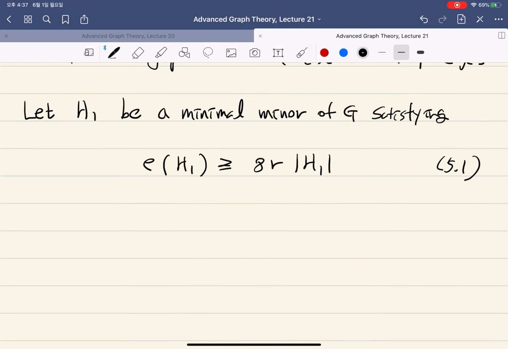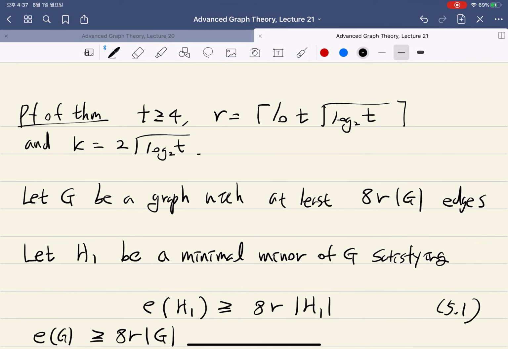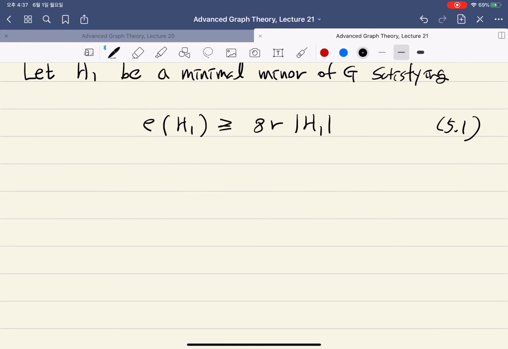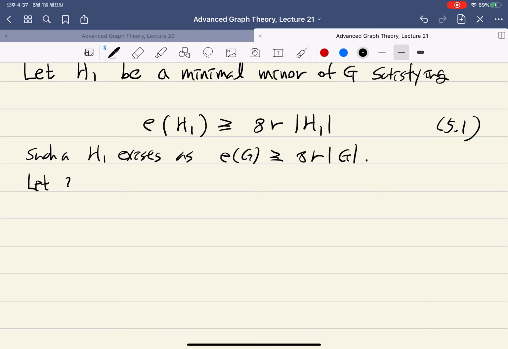Such a choice exists because G itself satisfies this, right? That was our assumption. So G satisfies this, so there must be one that's satisfying this. Minimal one, minimal H1 which satisfies this. So such an H1 exists as G itself already satisfies this. And let G be a minimum degree vertex.